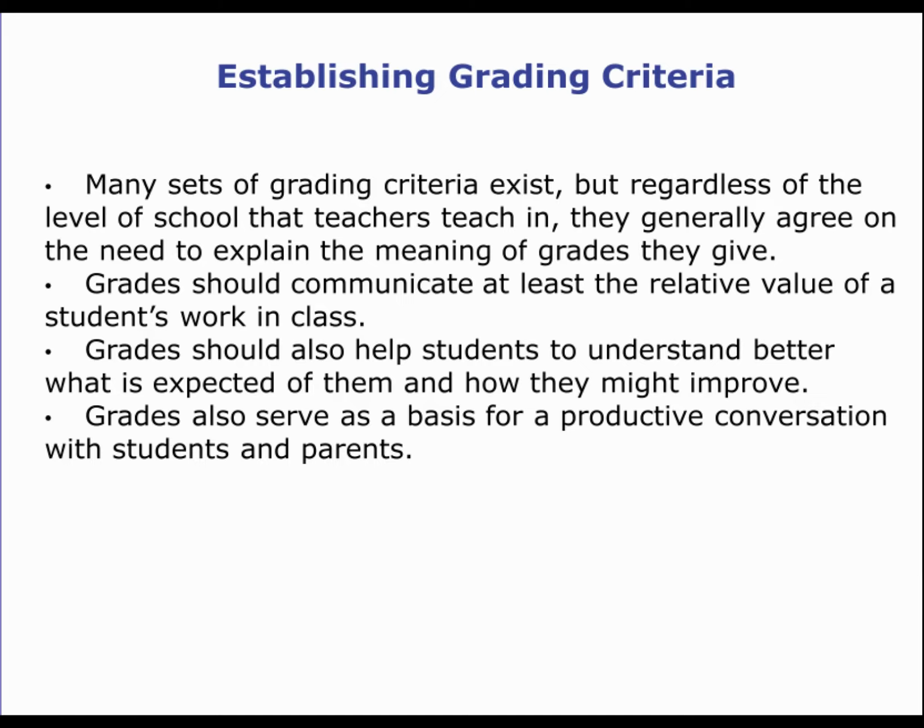Establishing grading criteria. So you've got to ask yourself, usually they're set by a school. Grading criteria exist, but regardless of the level of school that teachers are in, they generally agree that they need to explain the meaning of the grades they give. So in some school districts, a 93 and above is an A, and if you have a 92, you actually have a B. So you have to have some kind of communication that goes along with it. My son's at UF right now, and they don't round up. So if you have an 89.7, you have a B+.